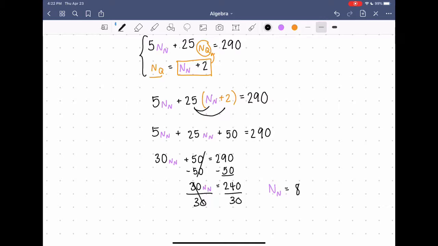And if I look back up here, I saw that the number of nickels plus 2 is my number of quarters. So I have 2 more quarters than I have nickels. So if I have 8 nickels, then I know that I have 10 quarters. And then we did it. We were able to solve this problem.